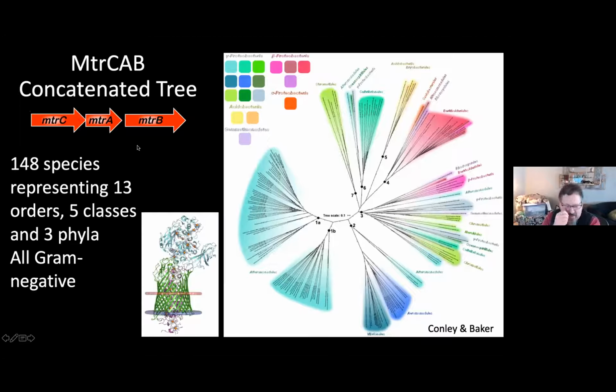So we constrained the search based on finding those genes next to each other in the same order, and then began looking at the organisms that we found. So people have done this search before, say looking for one or the other, but we made this decision that we wanted to look for this entire conduit. So there is Marcus and Tom's image again of MtrA, MtrB, and MtrC on the top. And what we saw are 148 species, 13 orders, 5 classes, and 3 different phyla, all gram-negative, as you might expect, because the gram-negatives have the outer membrane where this conduit would be.